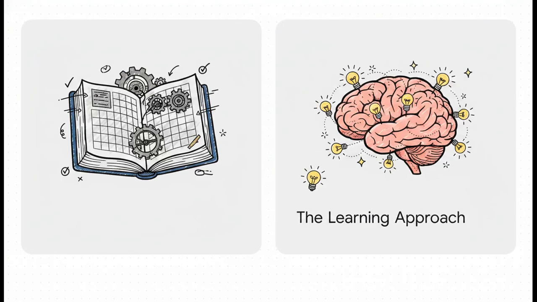All right, so there are basically two completely different ways to solve a problem in computer science. Method 1 is the rulebook approach, and method 2 is the learning approach. And here's the thing. For literally decades, the entire computing world was completely obsessed with method 1. Let's break down what that actually looked like in practice.